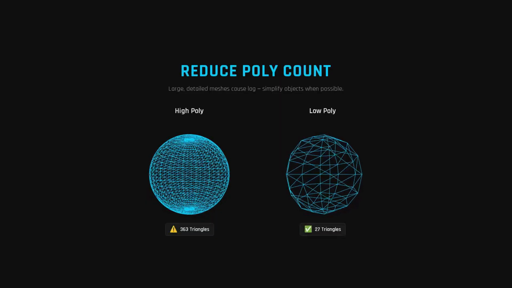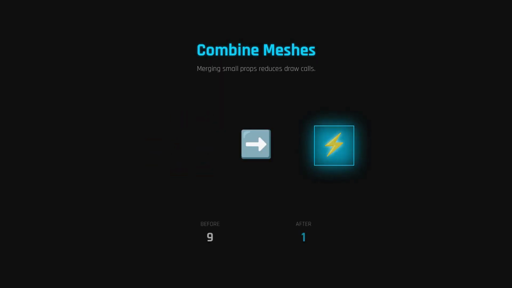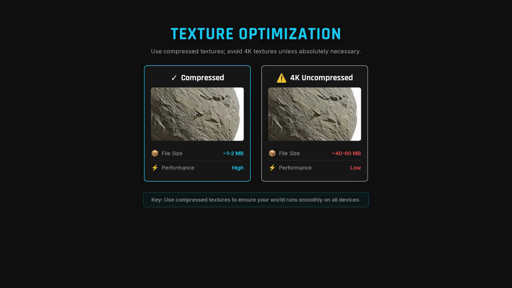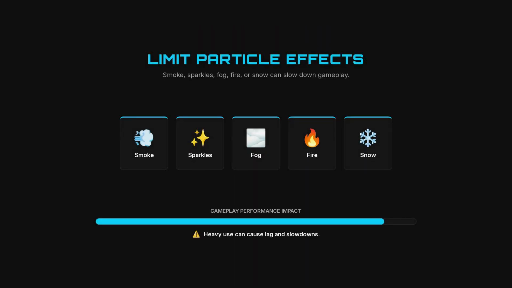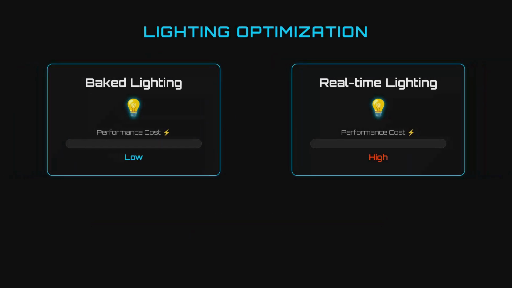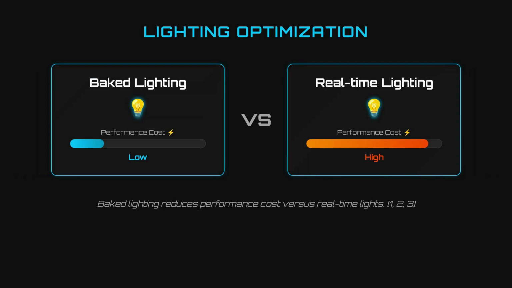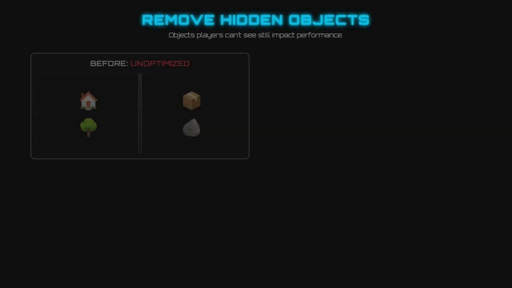Simplify objects when possible. Combine meshes. Merging small props reduces draw calls. Texture optimization: use compressed textures. Avoid 4K textures unless absolutely necessary. Limit particle effects. Smoke, sparkles, fog, fire, or snow can slow down gameplay. Baked lighting reduces performance cost versus real-time lights.